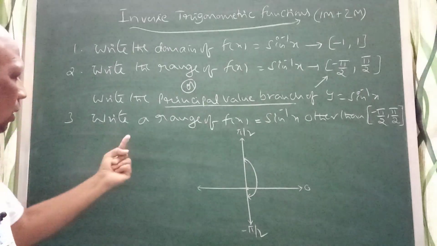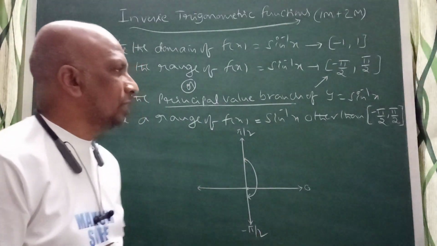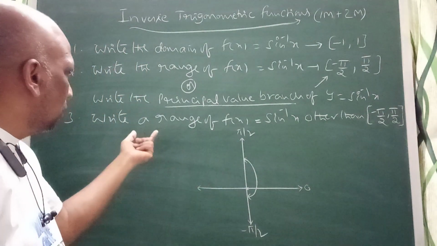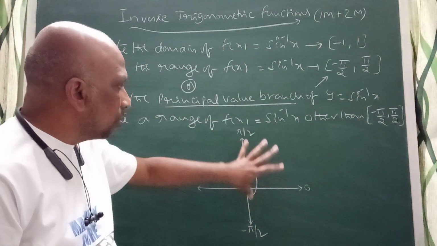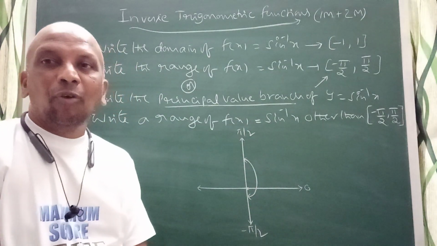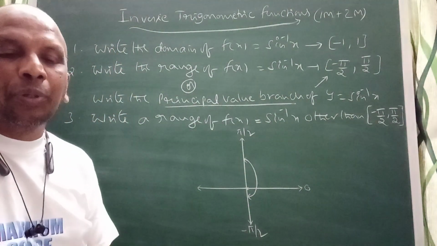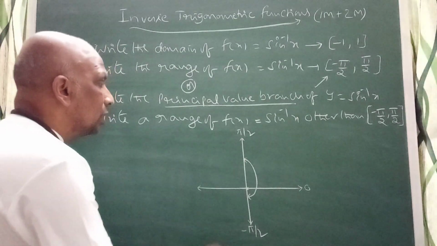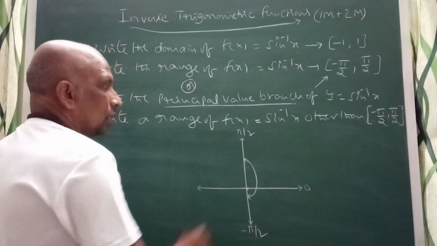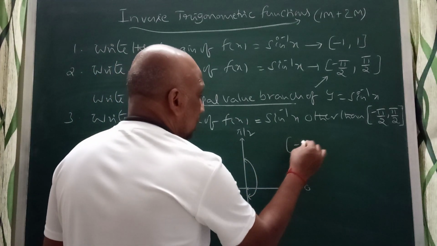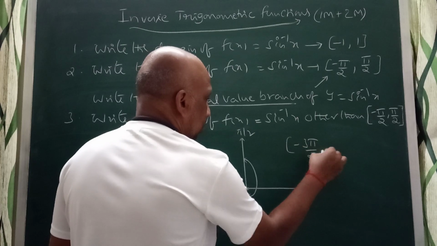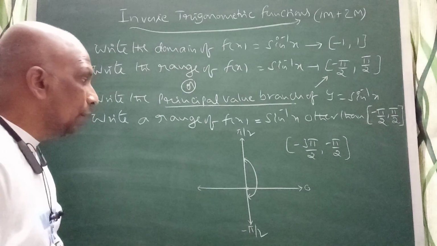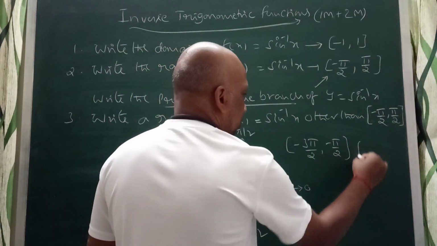Now, write a range of f of x equals sine inverse x other than minus pi by 2 comma pi by 2. That is the principal value branch, so other than that, we have two options. I can write minus 3 pi by 2 to minus pi by 2, and pi by 2 to 3 pi by 2.